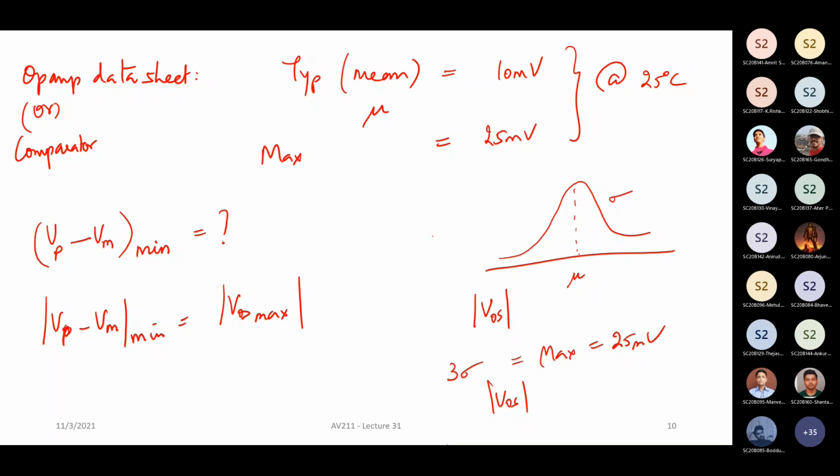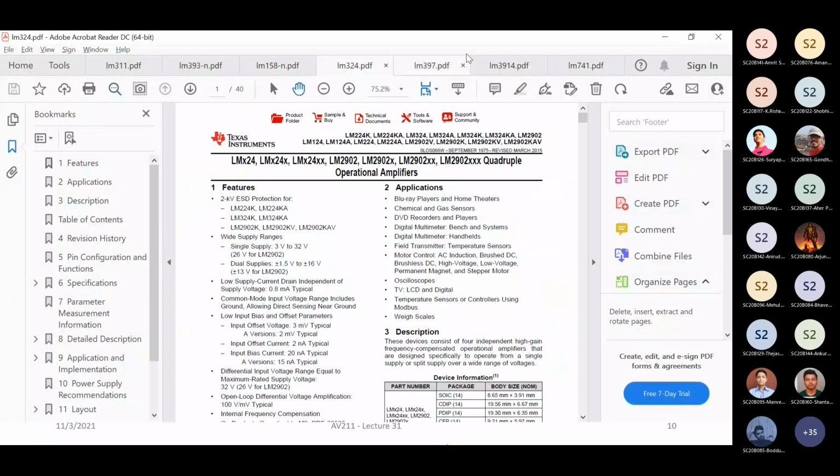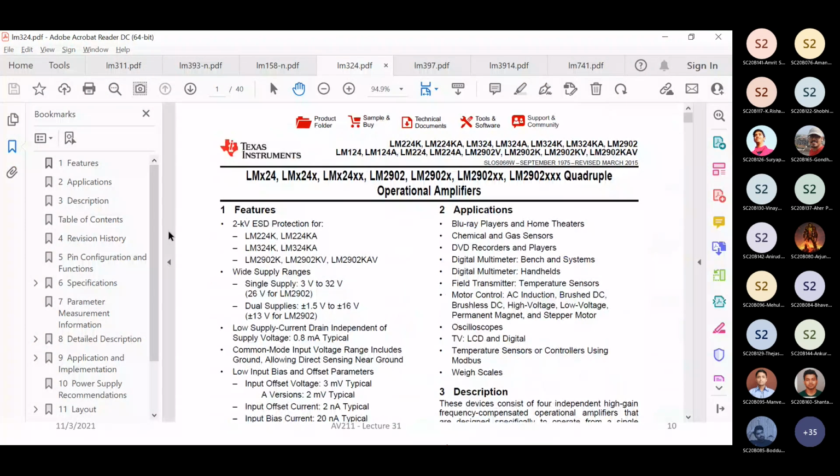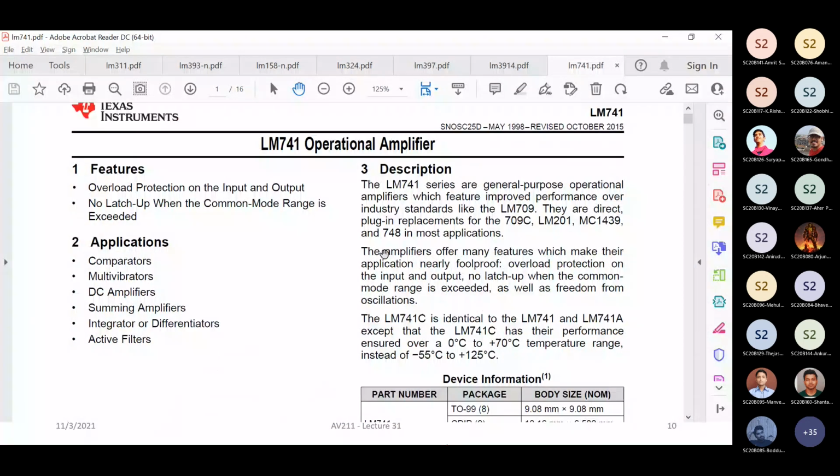Now, on top of this, if you look at the data sheet, they will tell you this is the value at 25 degrees Celsius or 27 degrees Celsius. And then they will say there is an offset drift. So maybe just look at the data sheets. So LM324, or let me go to LM741. This is what we use, right?